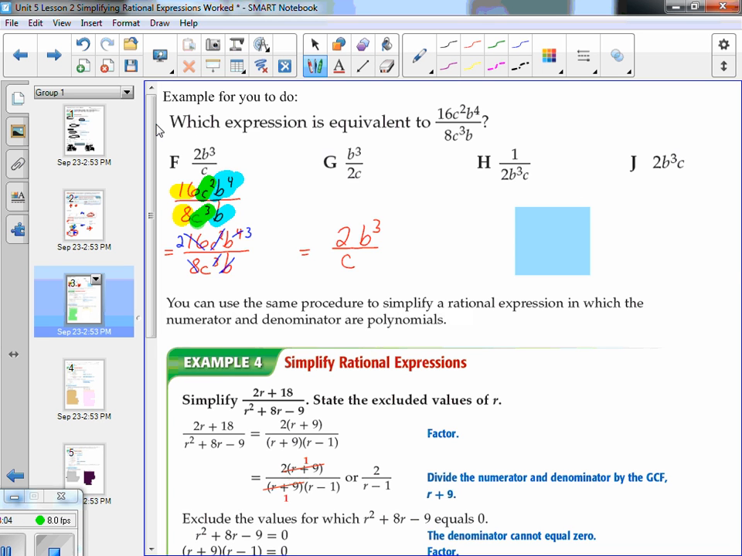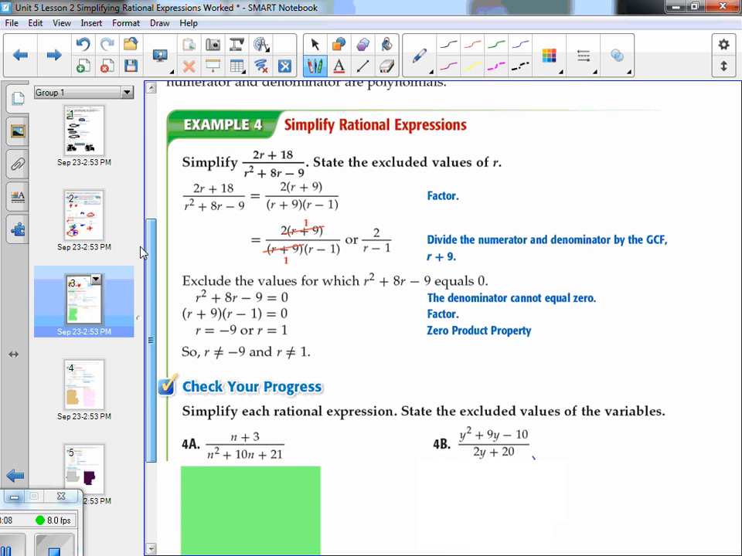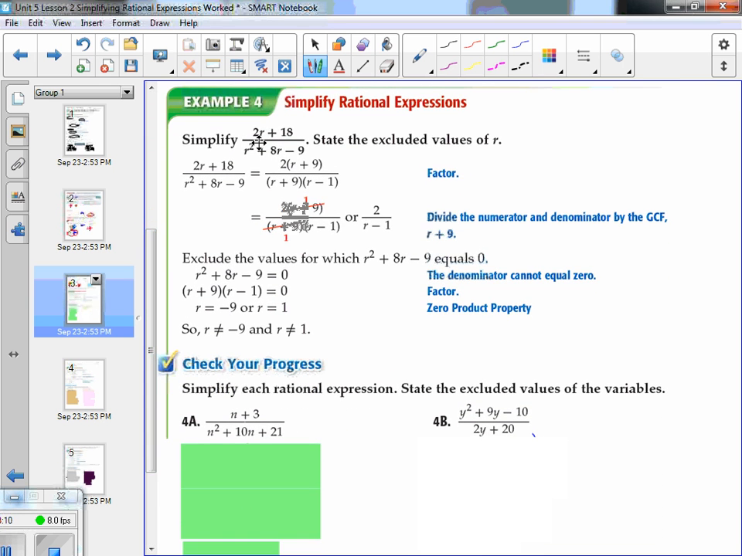Now, the type of problem we're going to spend most of our time on is like example 4 here. We're going to simplify, and we're going to state the excluded values. So we're going to do both things in one problem. Let's simplify. Now, on this one, the factoring is a little different, isn't it? Because here we have a binomial on the top and a trinomial on the bottom. So follow along with me here on example 4.